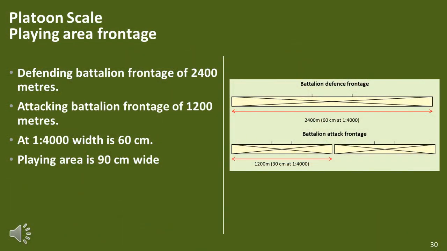If we move up to platoon scale, which means we're dealing with battalions, we have the following frontages. If a battalion consists of 3 companies, each of which can defend 750 metres, then our battalion frontage is 2,250 metres. For simplicity, I'm rounding this up to 2,400 metres. This is in order to keep our numbers nice and simple.